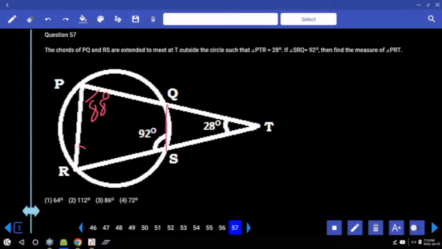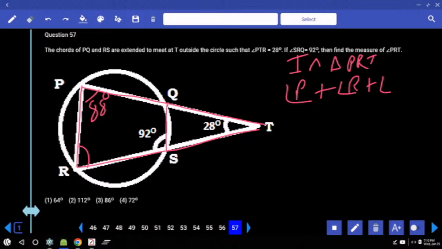Now he's asking what? Angle PRT, this angle. Now if I take triangle PRT, can you see the triangle or not? PRT, yes or no? So angle P plus angle R plus angle T is equal to what? 180. What is angle P? Just now we have found out. It is 88. Angle R is what we are supposed to find out.